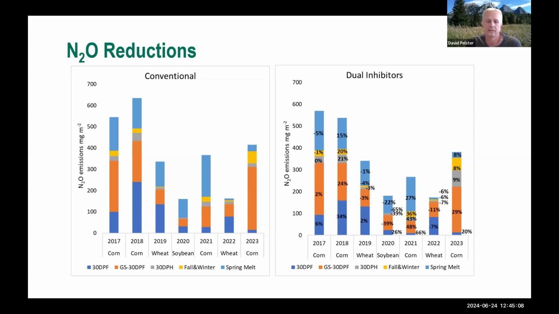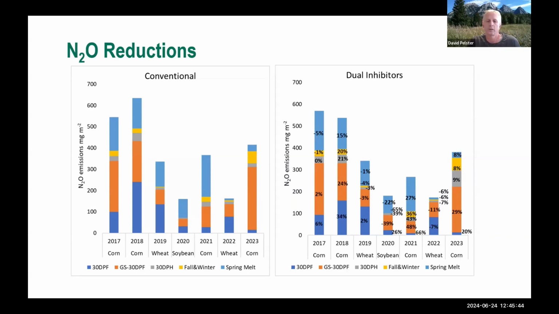But the one thing that's interesting, and it was nice to see a lot of the people in the poll had mentioned that they adjust their N rate based on the 4R treatments that they use. If you look at the reduction over the 30-day post-fertilizer application and over the entire growing season, you see a 24% reduction in 2018, a 48% reduction in 2021, and then a 29% reduction in 2023.